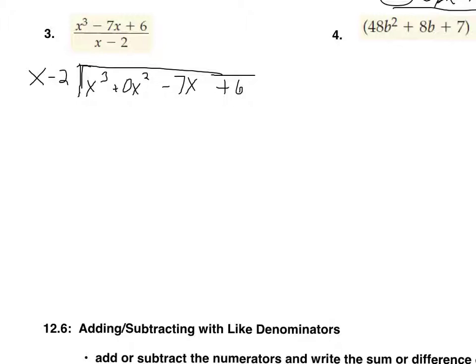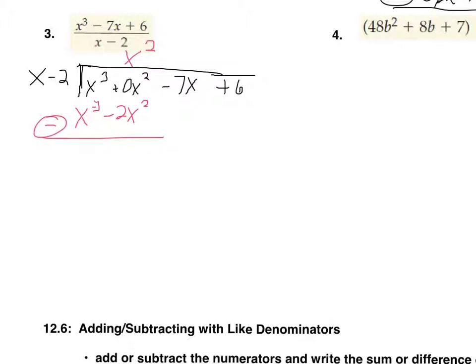We're going to say, all right, x times what equals x to the third? And it would be x squared. And then you need to multiply that back through. So we'll have x to the third, and then you also need to do x squared times minus 2. And so that's going to be minus 2x squared. And then we subtract.